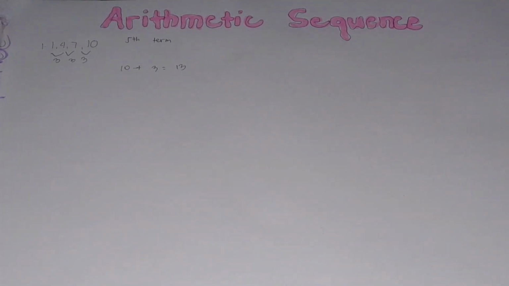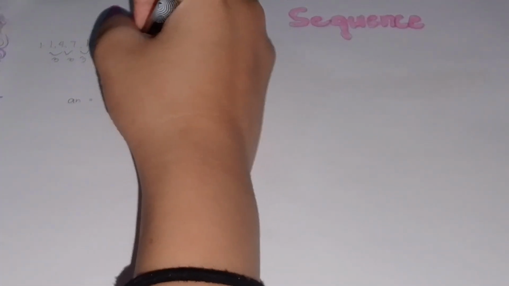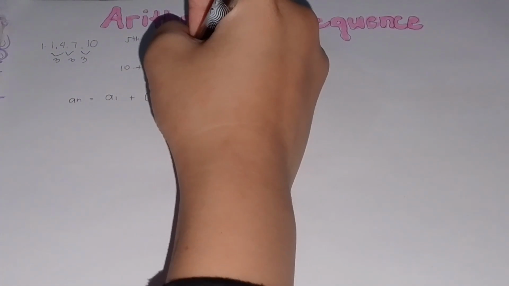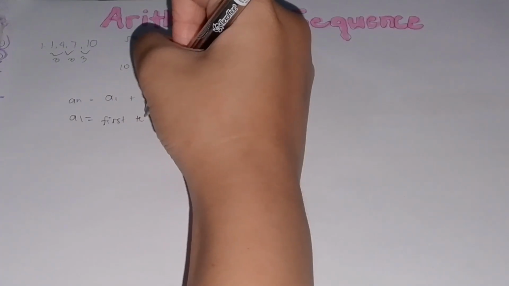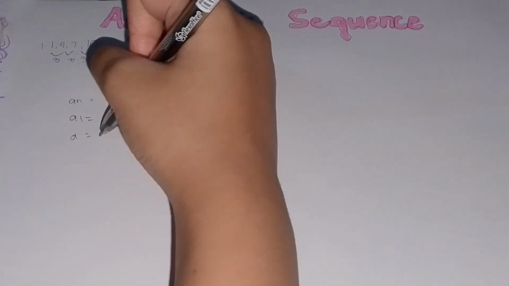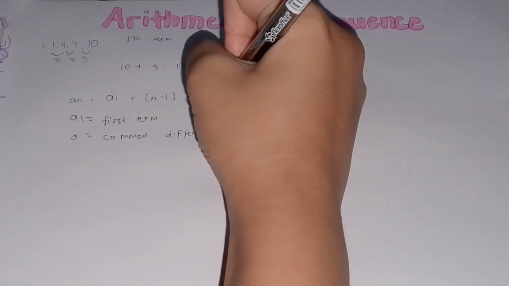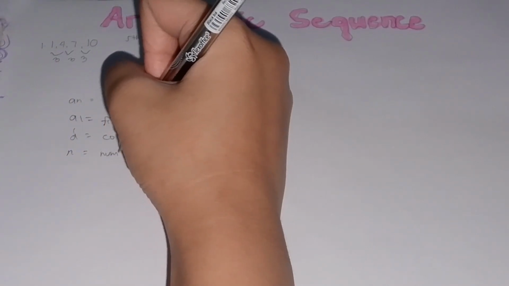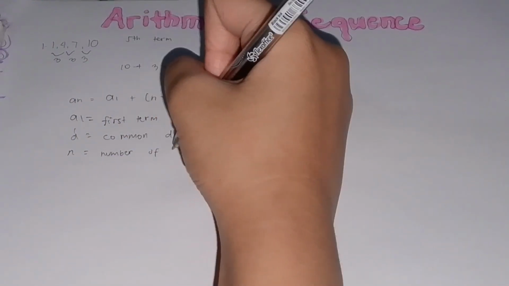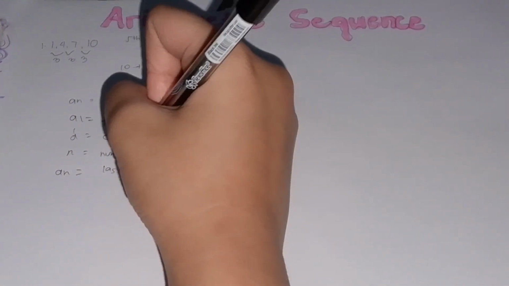Or you can just solve it by using this formula: An equals A1 plus n minus 1, and then d. A1 represents the first term, d represents the common difference, n represents the number of terms, and An represents the last term.